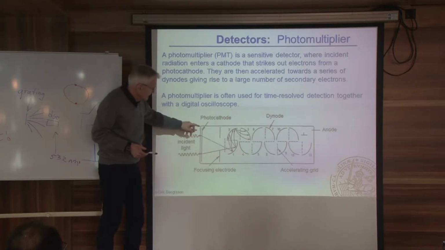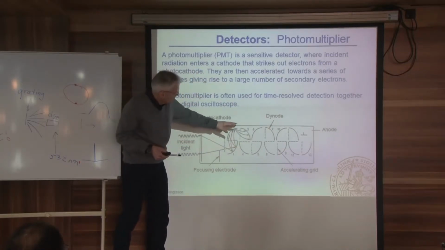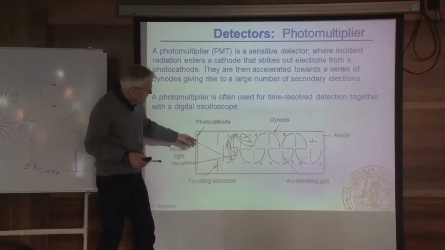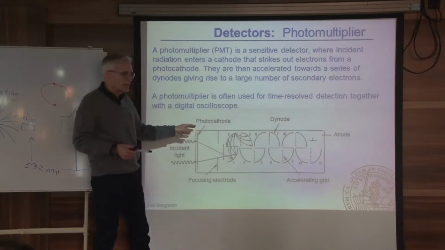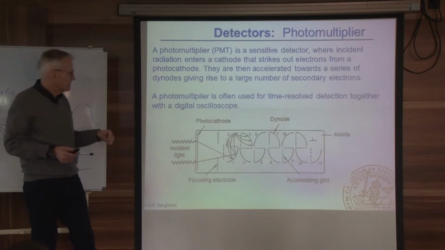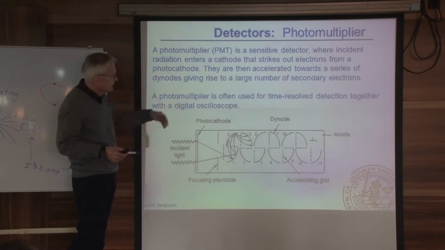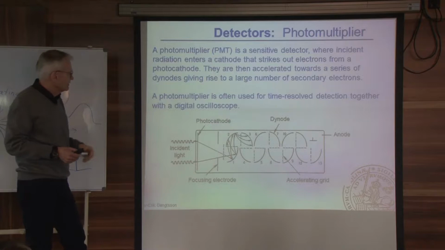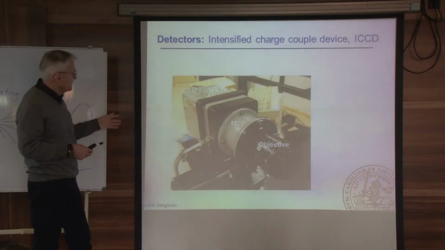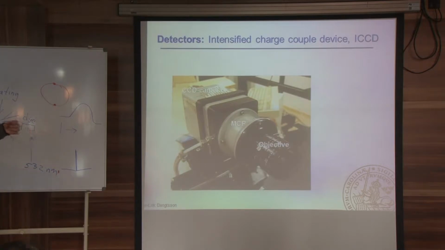You generate electrons, and they are amplified in what is called a dynode chain. So from one photon, you generate a lot of electrons. So this device can almost detect single photons. It's a very, very sensitive detector. And this can also be used together with an oscilloscope to measure very short time scales. When I did my PhD and started, that was the detector to use.